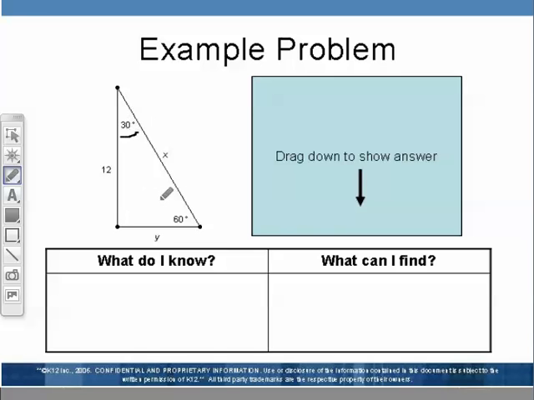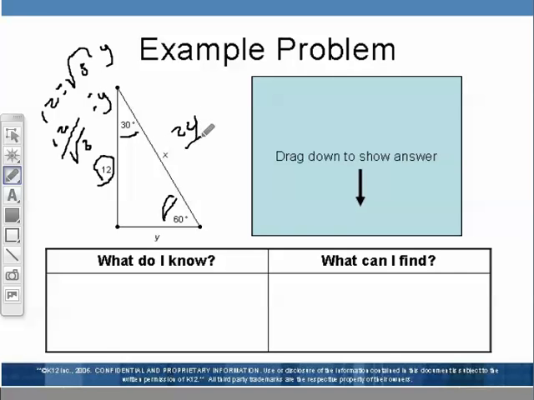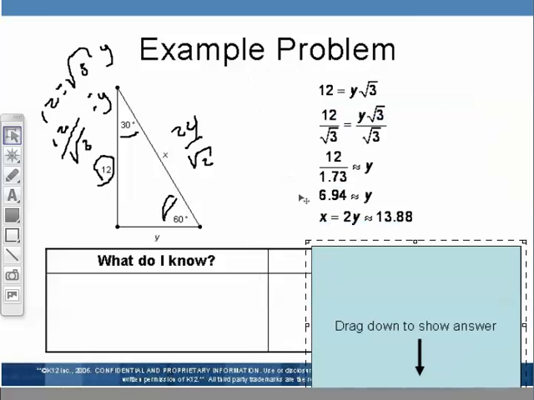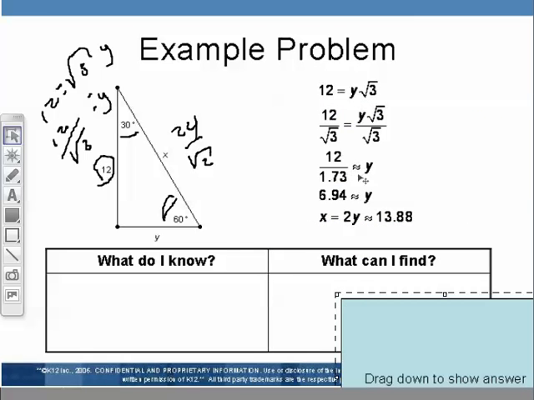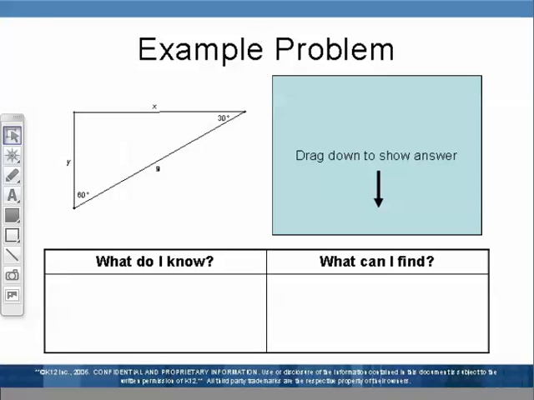Okay? So 30, 60, this side over here is 12. Well, 12 must be equal to the square root of 3 times the smallest side, y. So if I take 12 divided by the square root of 3, that's what y is going to be. And this side over here is going to be 24 divided by the square root of 3, or 2 times what y was. And that's all I had to do to figure these out. Okay? And you can see down here, they did 12 divided by the square root of 3 and got this 6.94, and then multiplied it times 2 to get that 13. I'm just leaving them in those square root methods.